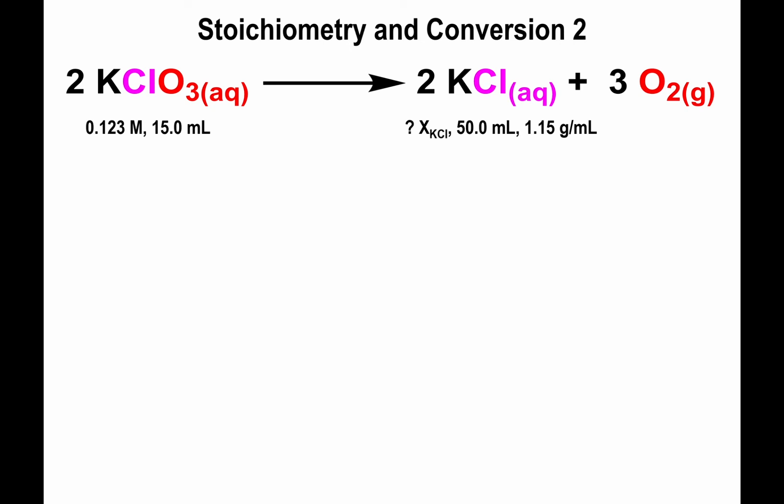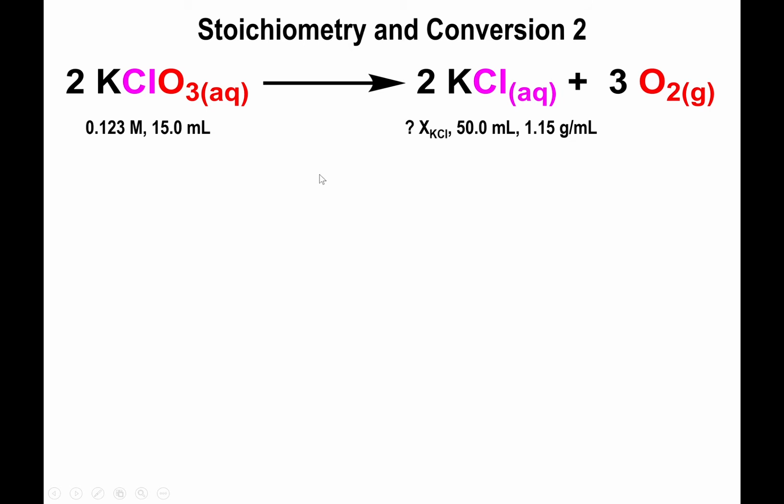Alright, we're going to carry out a second example of stoichiometry and conversions. This time, we're going to start with 15.0 mLs of 0.123 molar concentration KClO3. And we want to find out what the mole fraction of KCl is going to be, assuming that the final solution ends up being 50 mLs in volume and it has a density of 1.15 grams per mL.